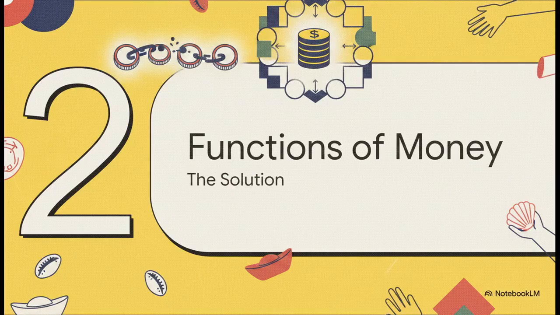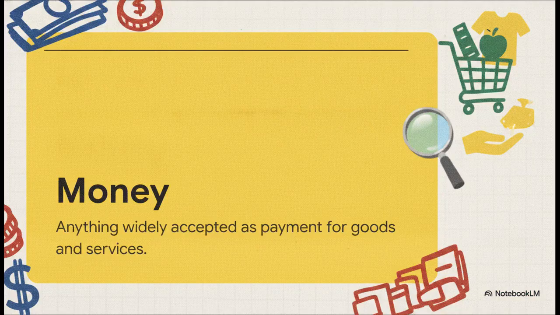Which brings us to Section 2, the three functions of money, which is the solution. To solve all that immense friction and frustration of the barter system, human societies naturally evolved a highly specific tool to fix the problem, and that tool is money. So what is it? Well, the definition is actually surprisingly simple. Money is just anything that is widely accepted as payment for goods and services.